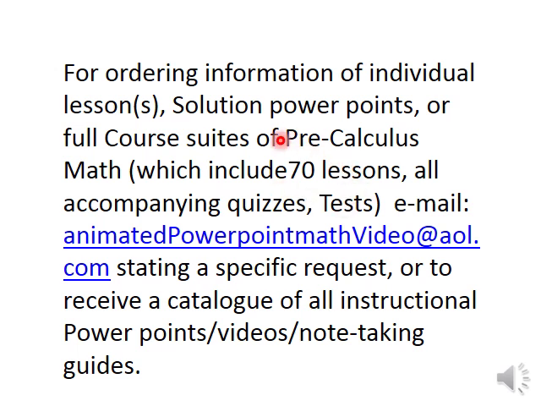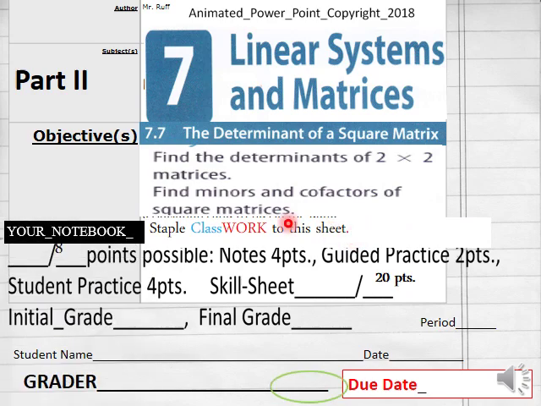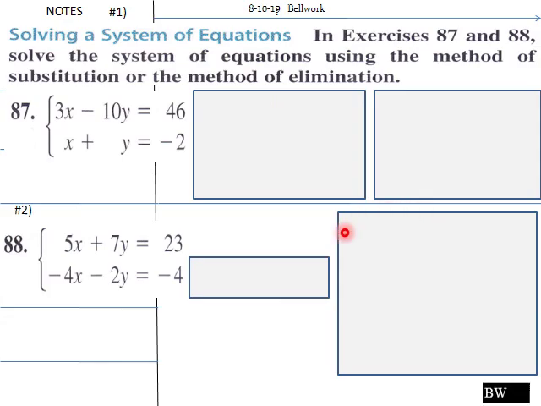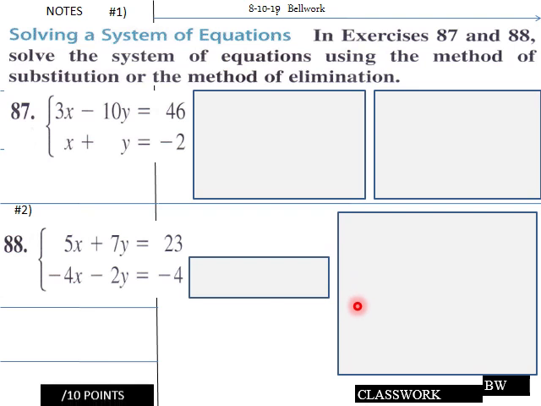Hello everybody, getting ready to do classwork lesson 7.7, pre-calculus math today. For today's lesson, you will have 8 points in your notebook guide students, have that out. And then 20 points on your classwork sheet, have your classwork sheet out for that. Part 2, 7.7, the determinant of a square matrix. And today's bell work, students, teachers, here's today's bell work.